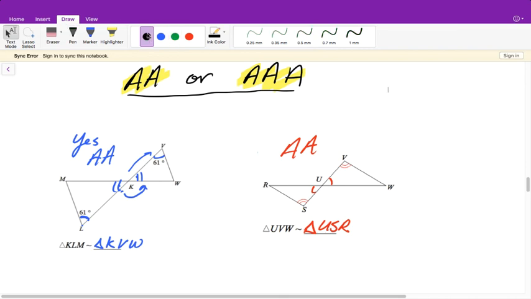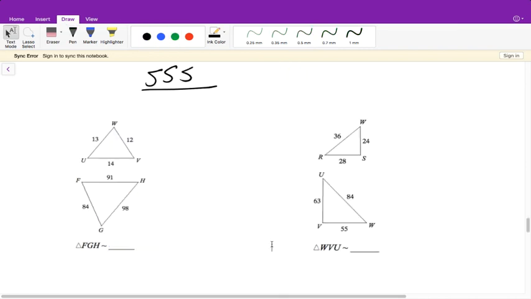All right, let's move on to the next ones. All right, now the next one we're going to go through is side, side, side. Now, when we're given these two triangles, sometimes it might be difficult for you to see which side corresponds with which. But if I'm giving you all three measurements, I know 12 has to correspond with 84 because 12 is the smallest side, and so is 84. Right, so I can write 12 over 84.